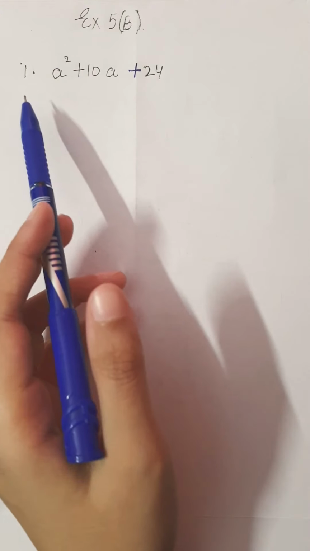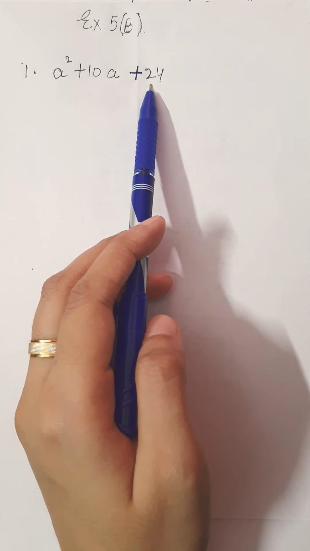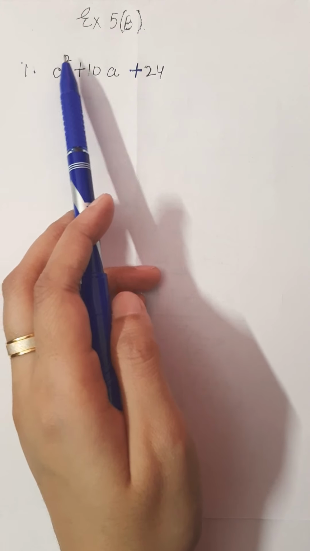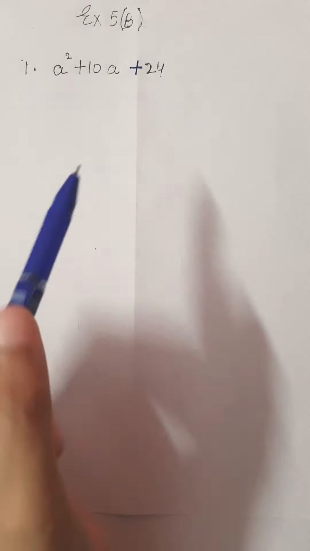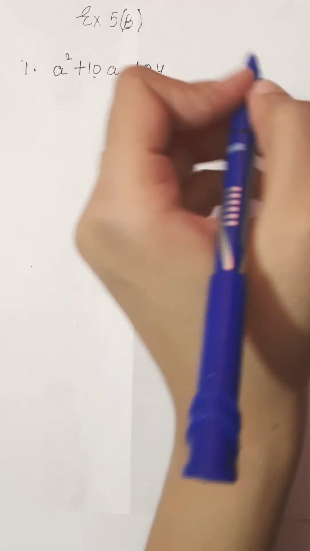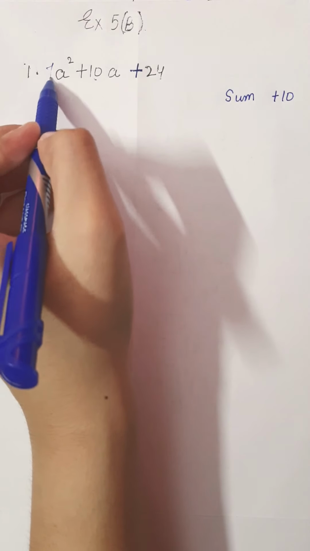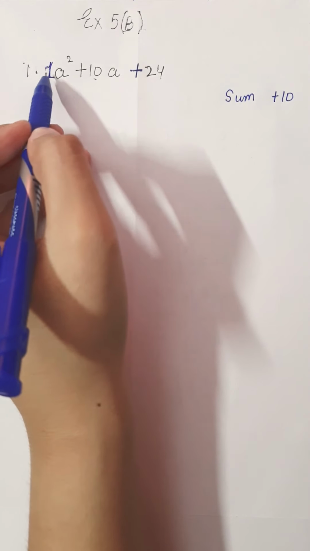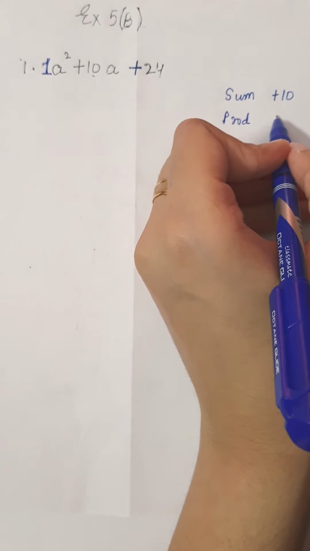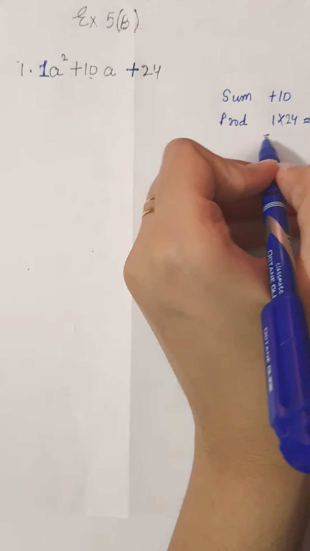Okay, so this is question number 1 of your textbook 5B exercise. So first of all we will check, is this in the standard form? Here the variable is a, highest power, lower power, and the constant. So according to this condition, the sum should be the coefficient of middle term, that is plus 10, and the product should be the product of, this is going to be 1 by default. When there is no coefficient we take it as 1. So the product is 1 into 24, that is 24.